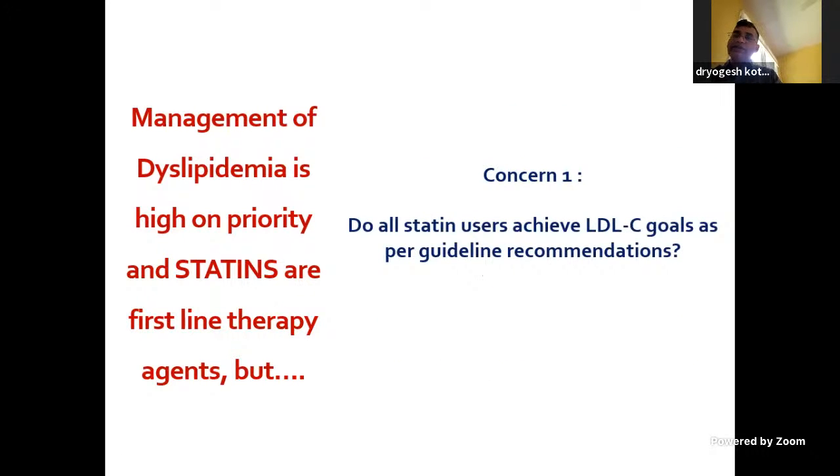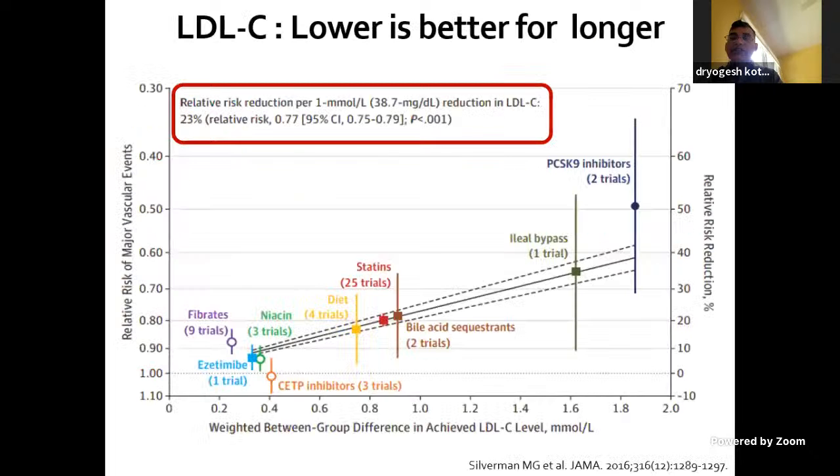Next slide. Do all statin users achieve LDL cholesterol as per guideline recommendation? Let us look at this data. Lower is better for longer prevention, and these are all the important trials, nine statin trials and then ezetimibe trials, everything. With all the trials, they showed that they brought down the LDL cholesterol to lower and lower levels, which was associated with a better outcome for the patients. Next slide.